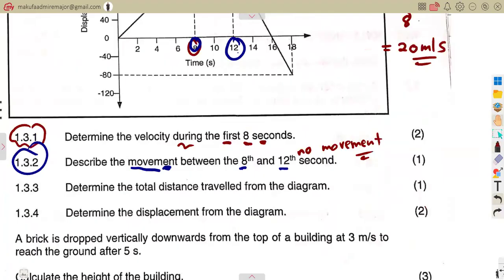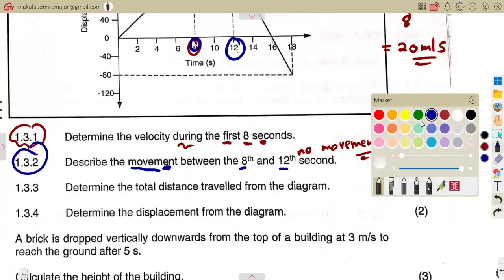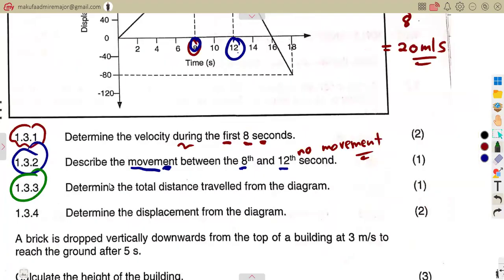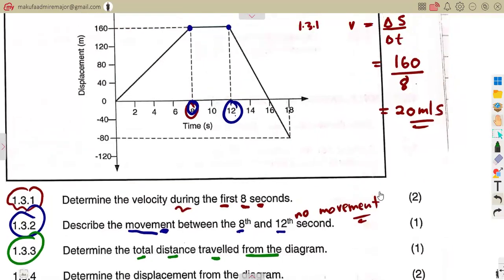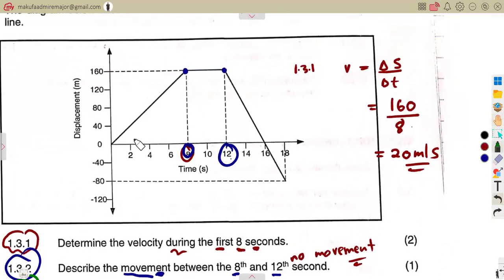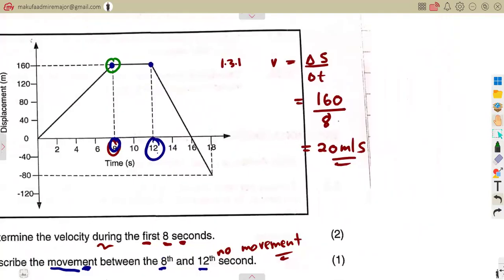So in that case, you must understand your diagram. 1.33, you are given, determine the total distance traveled from the diagram. So for the total distance from the diagram, you consider this line going up, it covered up to 160 meters. All right, so this is 1.33. So our distance will be 160.